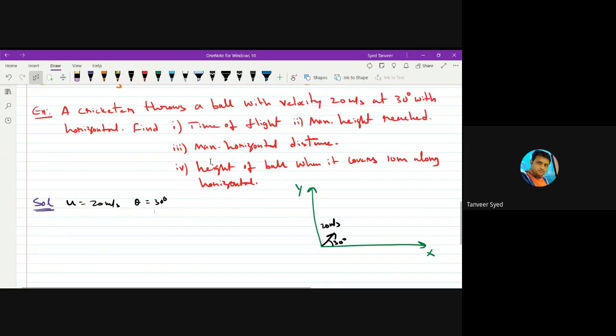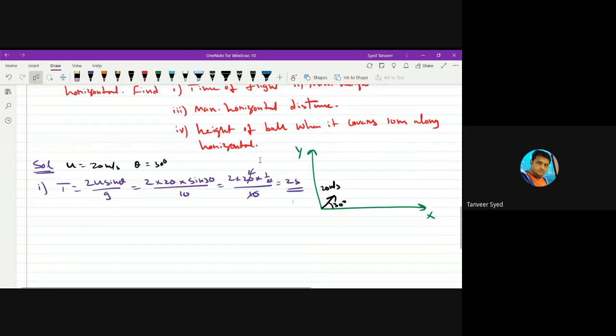What is the first thing? Time of flight of the ball: 2u sin theta by g. 2 into 20 into sin 30 divided by 10. So 2 into 20 into 1 by 2 divided by 10. 10 ones, 10 twos. 2 seconds is the time of flight. Next, 5 meters, maximum height reached.